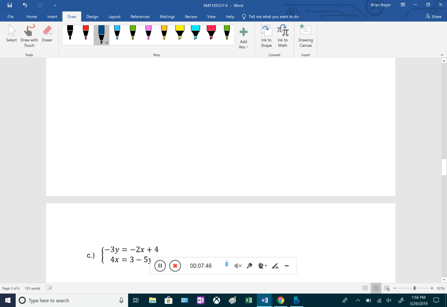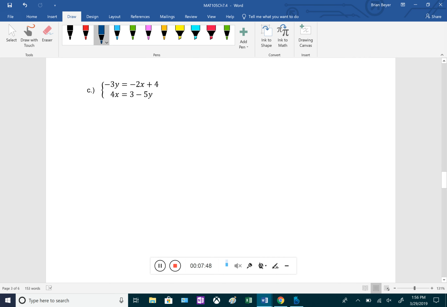Okay, and then for the next one here, we have negative 3y equals negative 2x plus 4, and 4x equals 3 minus 5y. So choosing which variable to solve for here, you can choose any of the four. None of them have a coefficient of 1 on them, so it might be a little bit hard to solve for. So what I'm going to do, I'm just going to choose to solve for x from this first one. You don't have to choose that one, but that's the one I'm choosing.